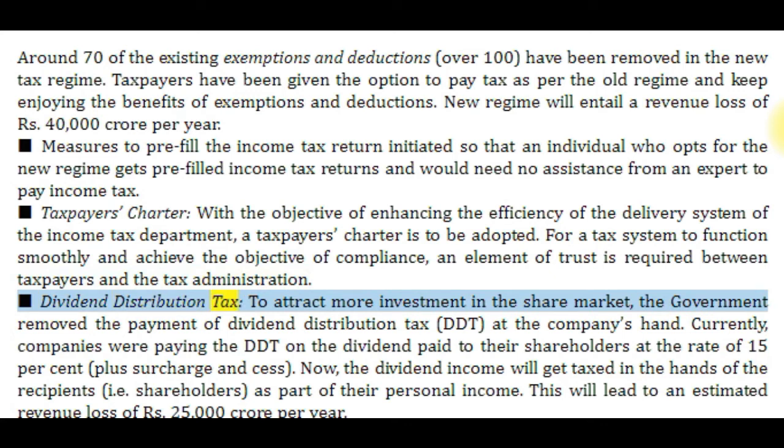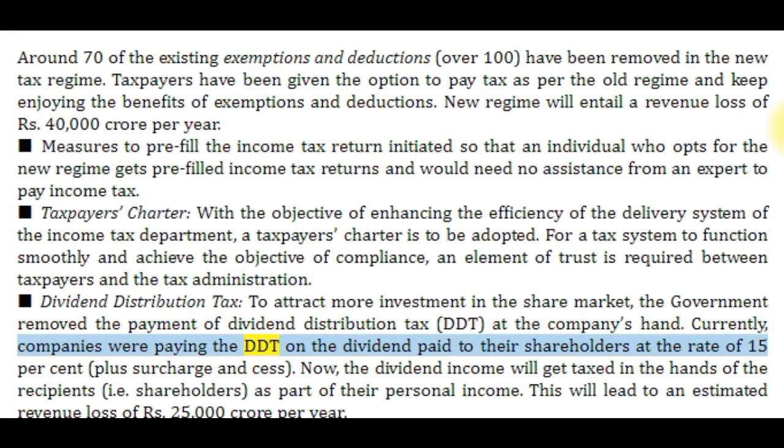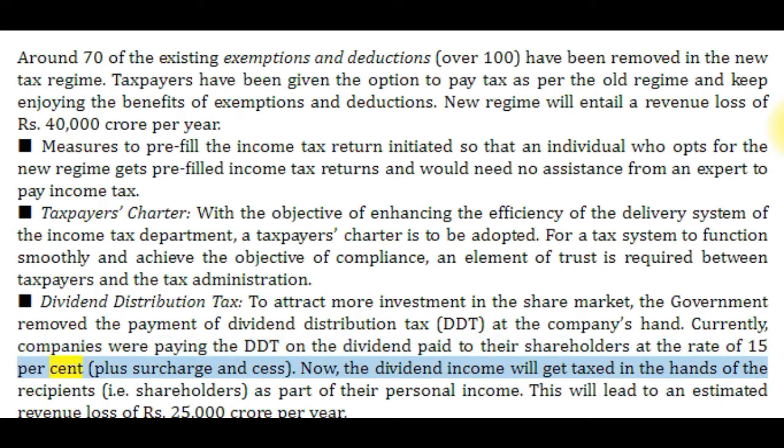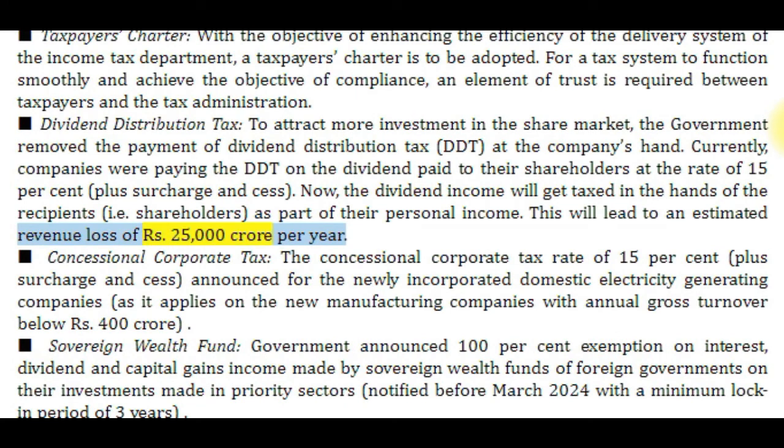Dividend Distribution Tax. To attract more investment in the share market, the government removed the payment of Dividend Distribution Tax, DDT, at the company's hand. Currently, companies were paying the DDT on the dividend paid to their shareholders at the rate of 15%, plus surcharge and cess. Now, the dividend income will get taxed in the hands of the recipients, i.e. shareholders, as part of their personal income. This will lead to an estimated revenue loss of 25,000 crore rupees per year.